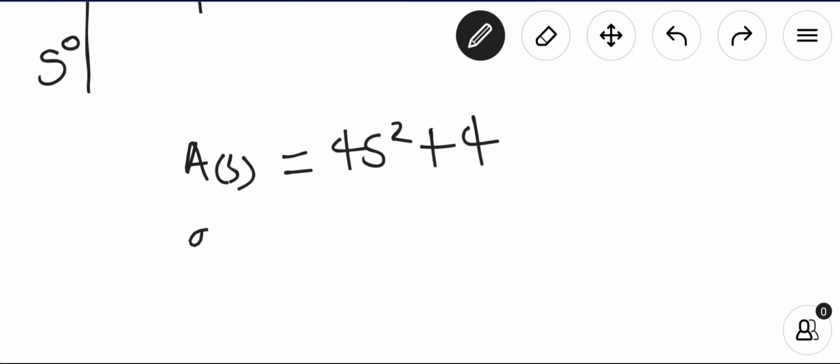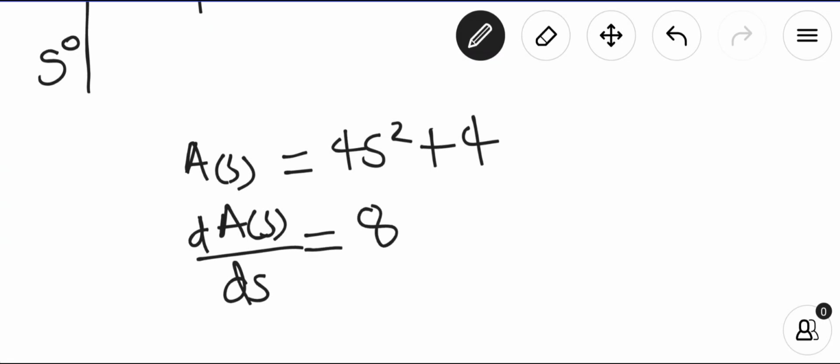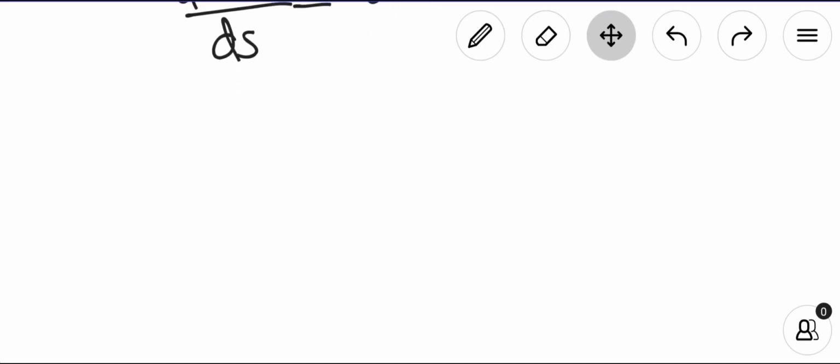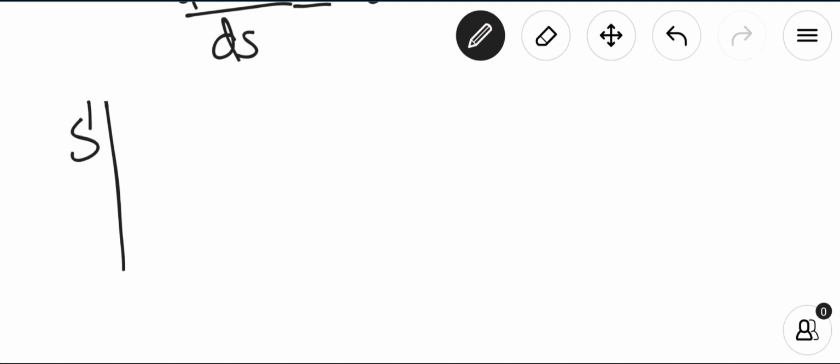Now to get the value that we are going to substitute in place of this 0, we are going to differentiate this. So differentiating with respect to s, we'll have 8s. So after having 8s, we can now substitute it into this. So this will be s to power 1, 8, and then 0. Then this will be s to power 0.